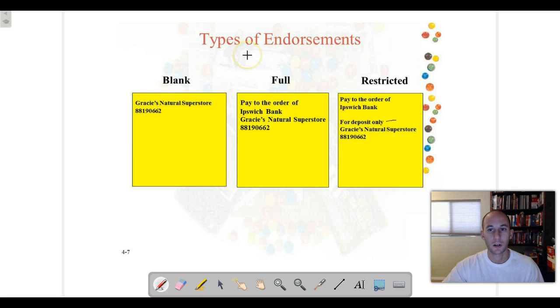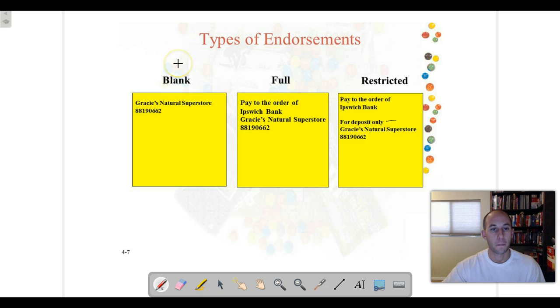So when we're putting that check, so say a check was written to us and we're going to deposit it into the bank. On the back of the check, we have to sign it over to ourselves. And there's three types of endorsements. We have a blank, a full, and a restricted.